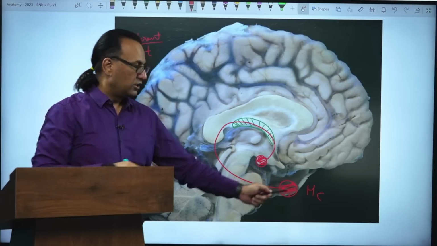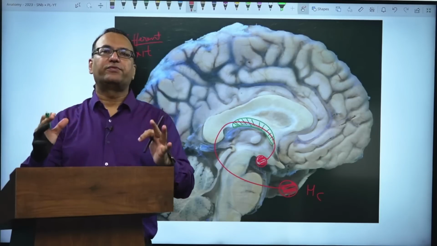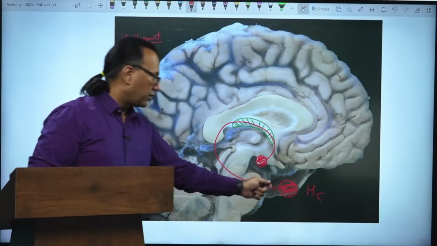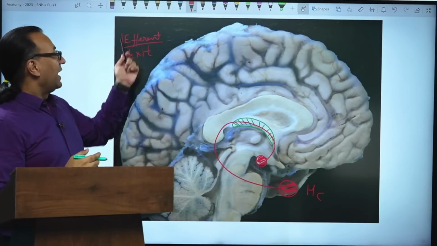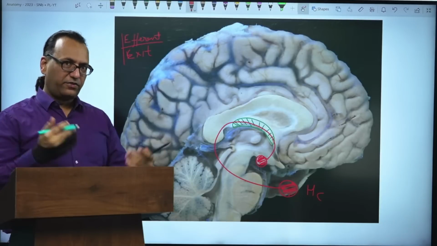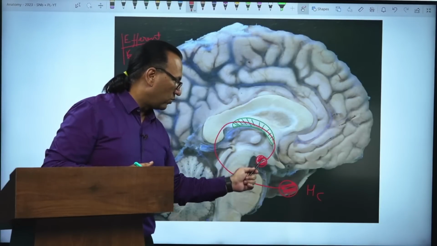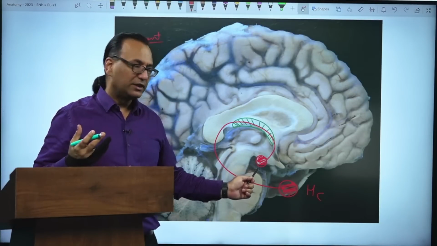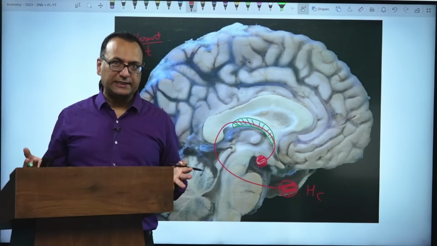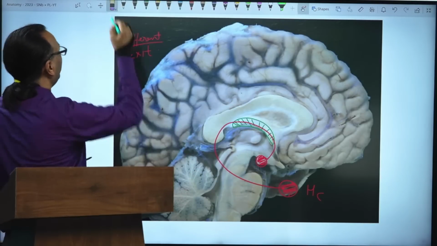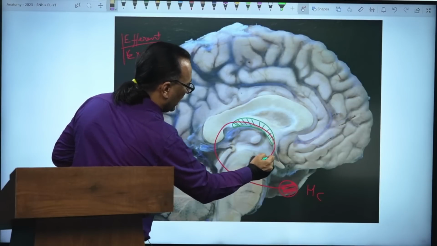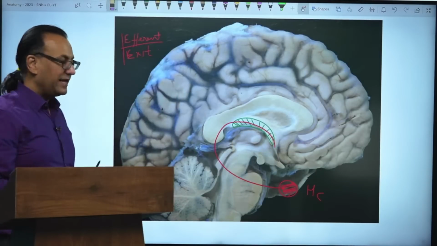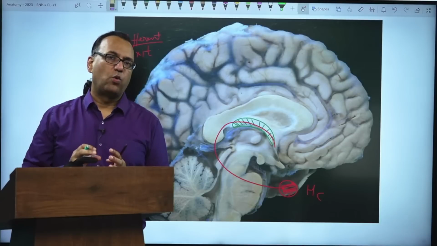So a question comes, what is the major output tract of hippocampus? The major output tract of hippocampus is this, the fornix. And where is it taking the information? To this. What is this? The mammillary body. Sir, you have already drawn, we cannot see. Yes, you cannot see, I'll rub it off and then you can see. This is the mammillary body. And what is the mammillary body basically? Hypothalamus.